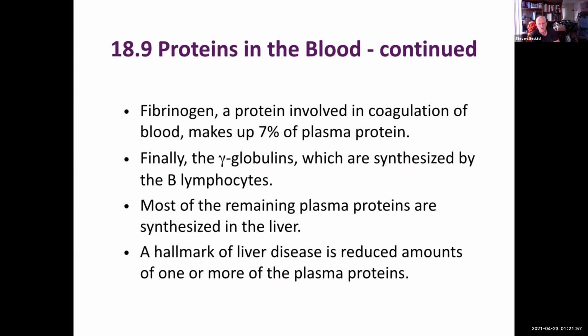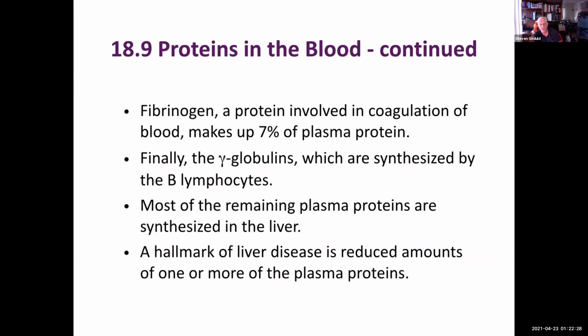Finally, the gamma globulins are synthesized by the B lymphocytes. B lymphocytes are involved in your immune response. The gamma globulins are your antibodies that get produced. Those are the ones that fight viruses, bacteria. Those are the ones that are activated by vaccines for viruses like the COVID vaccine, flu vaccine. What it's doing is activating your gamma globulins so they can respond to an infection in a quicker manner than if they weren't there.